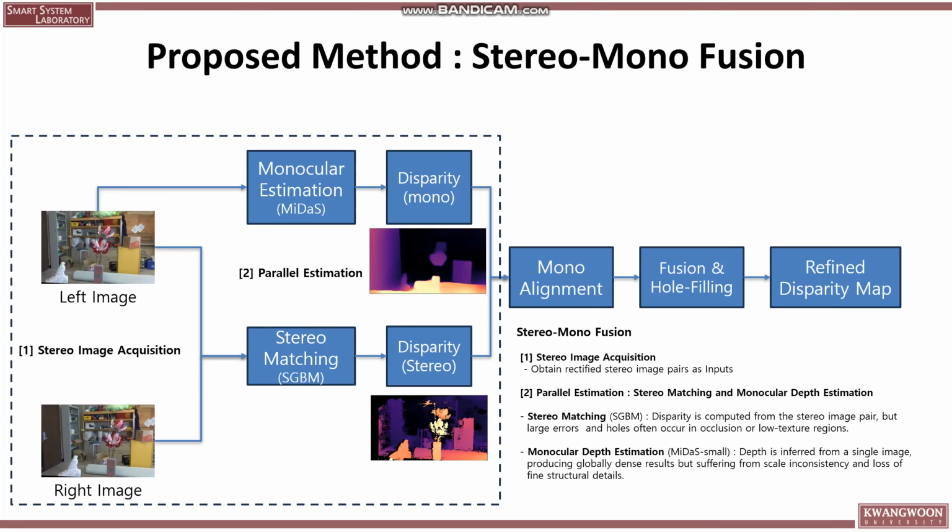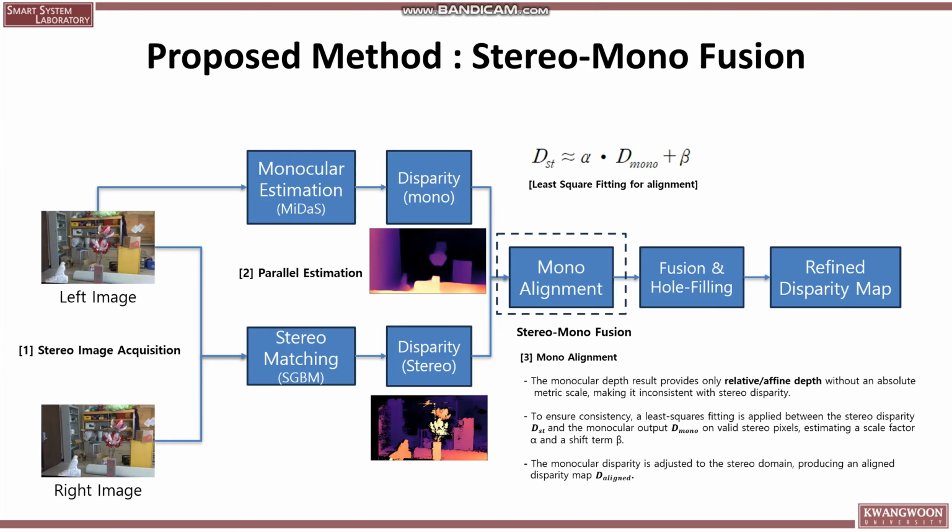One pass uses SGBM to compute a disparity map from the stereo pair, which is geometrically accurate but contains holes. The other pass uses a monocular model, MIDAS, to infer depths from a single image, which is dense but lacks an absolute scale. The outputs of these two parallel processes are then fed into our core fusion stages, which I will explain in detail on the following slides.